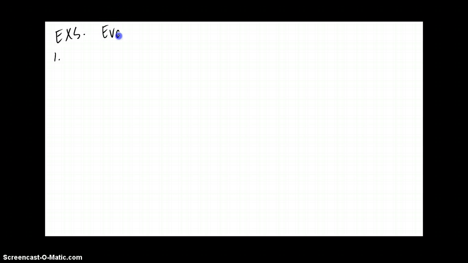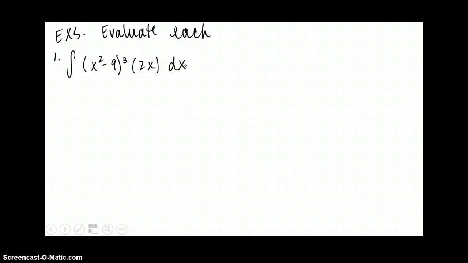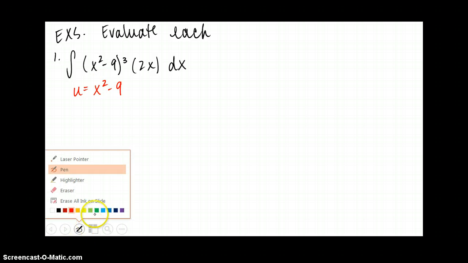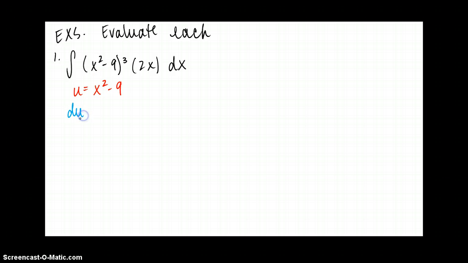So evaluate each. The antiderivative of x squared minus 9 quantity squared times 2x dx. Okay, inside function. Notice here x is being squared, I'm subtracting 9 from it, and then I'm cubing it. So we're going to call u x squared minus 9, which makes du 2x, and we're going to work with this a little bit.